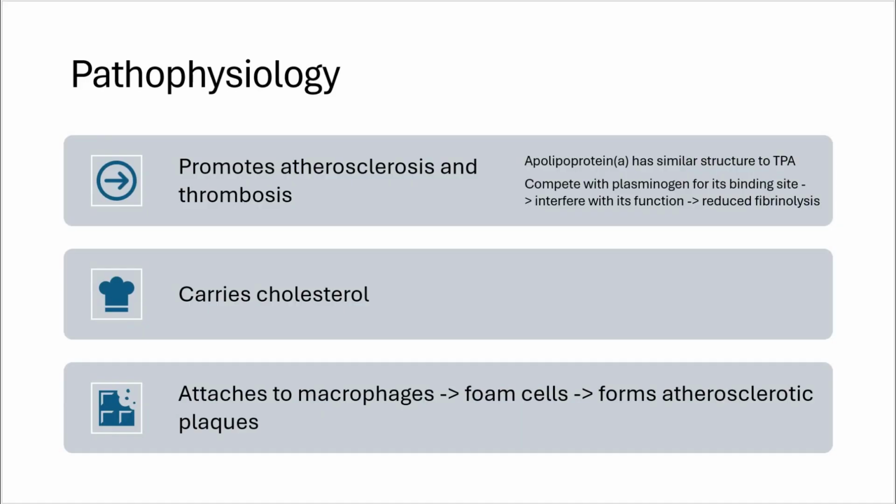The pathophysiology is that Lp(a) promotes atherosclerosis and thrombosis. The apolipoprotein has similar structure to TPA, therefore it competes with the plasminogen for its binding site, resulting in interfering with its function, and causes reduced fibrinolysis. It carries cholesterol, and it attaches to macrophages, forming foam cells, as a result forming atherosclerotic plaques.